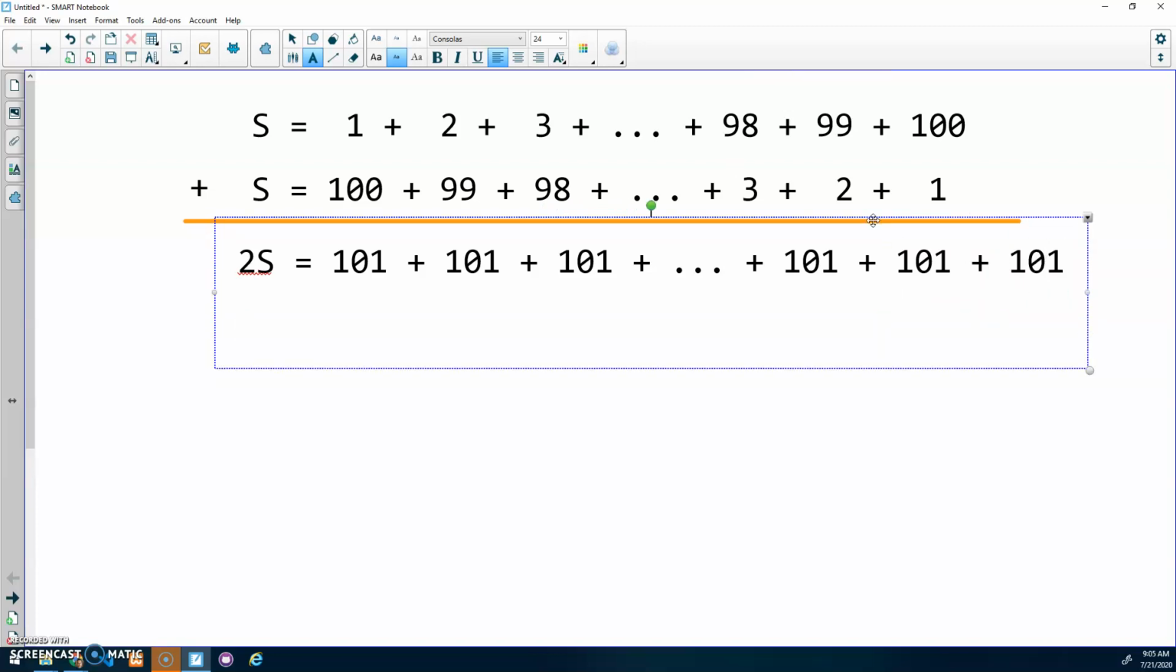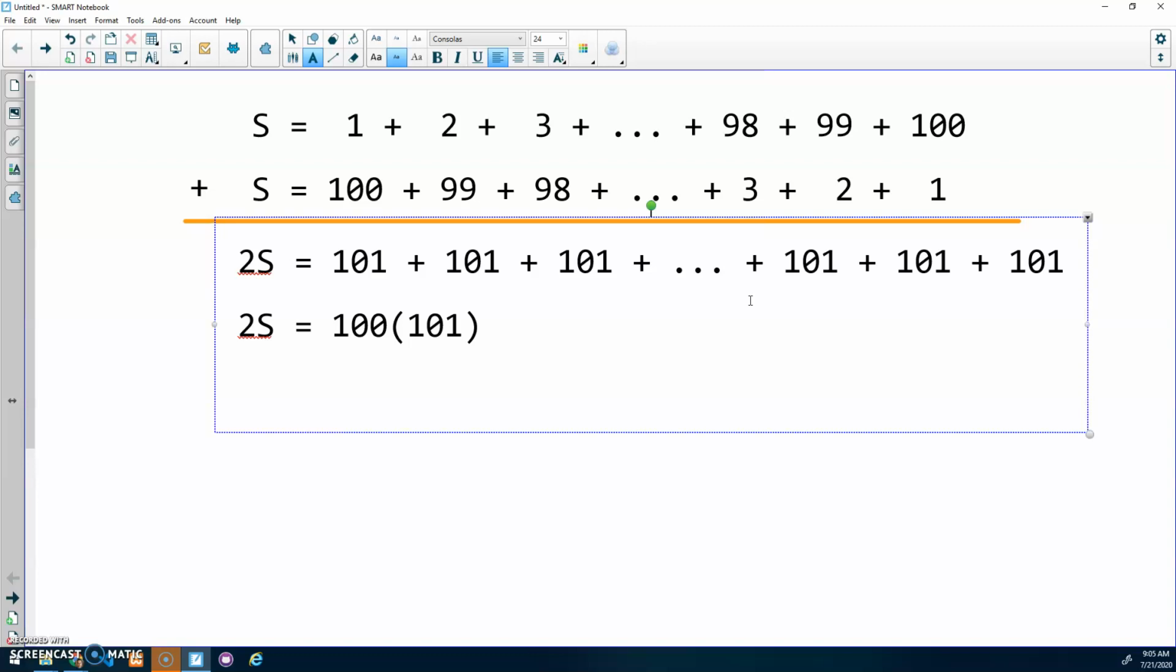Okay, that's pretty cool. So 2S equals, well, how many of these 101s do I have? There's 100 numbers, so I have 100 101s. We can figure that out by going 100 times 101. That's pretty brilliant. That seems like a lot faster than having to do all of this. But that's twice my sum, so we just need to divide by 2. So my sum is 100 times 101 divided by 2, which would be 50 times 101, which gets us our 5,050.